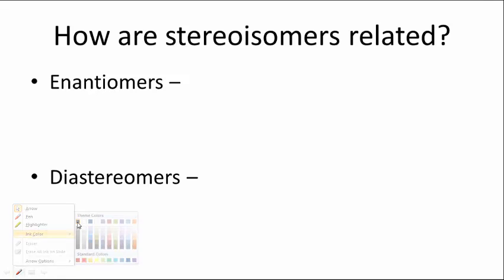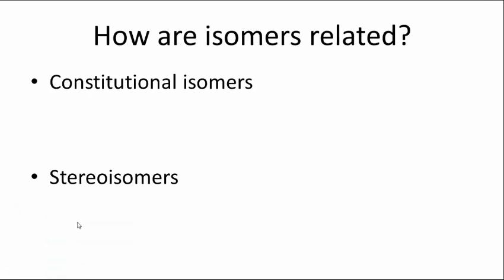Remember, constitutional isomers, how do I tell when two things are constitutional isomers? Yep, different connectivity. So constitutional isomers have different connectivity, and what that means is that it gives them completely different properties. I mean, sometimes their properties might be similar, but it can often lead to wildly different properties.